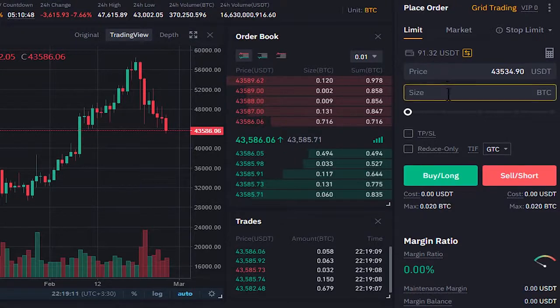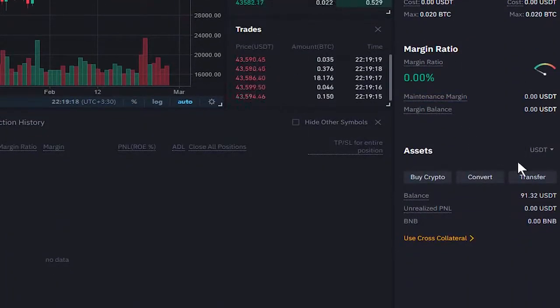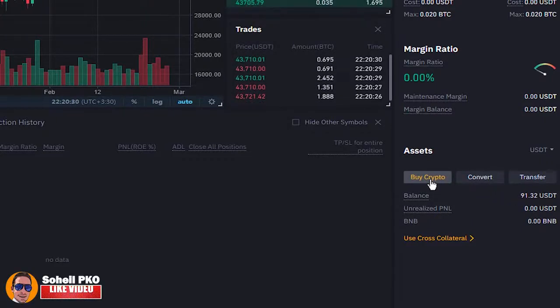We have the transfer button also here in the assets, and our available balance is also shown here. And in the case that you don't have coins available in your spot wallet to transfer here, you can simply buy coins by clicking on buy crypto.